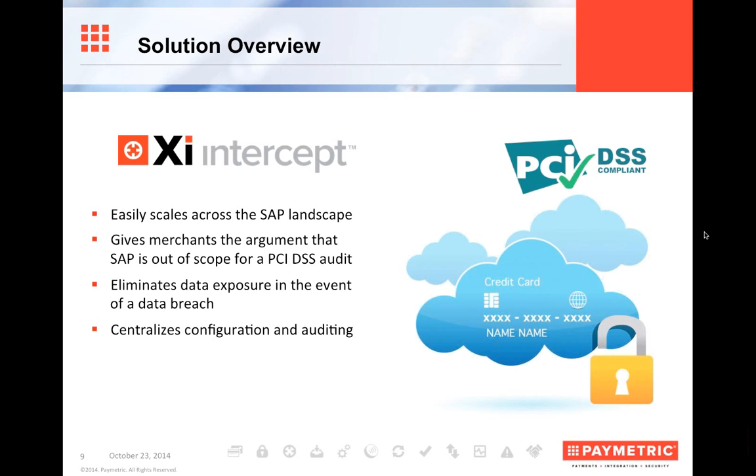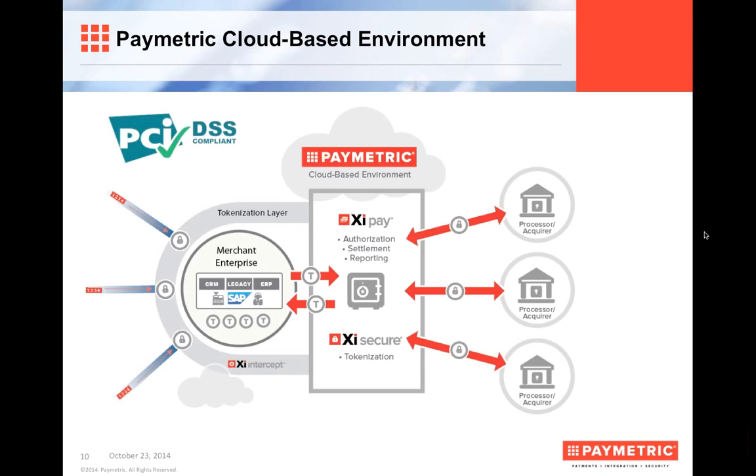And finally, Xi Intercept is going to help centralize configuration and auditing. You'll be able to ensure that there are only certain touch points at which information is captured, and at those points, that credit card information, when it's captured, is immediately tokenized. So you can limit the number of interfaces, the number of points in your environment through which information is captured and tokenized.